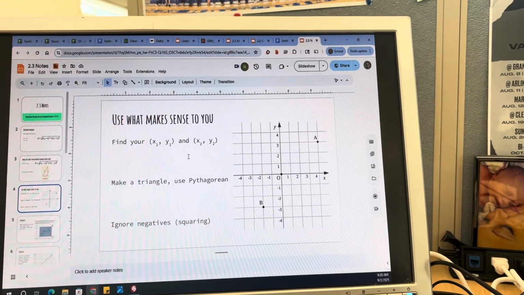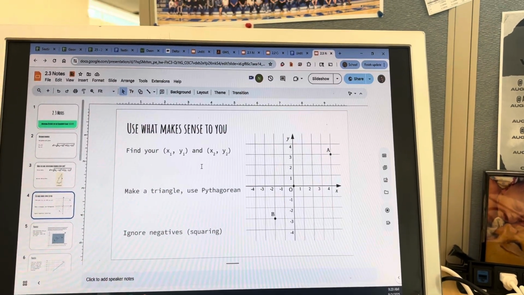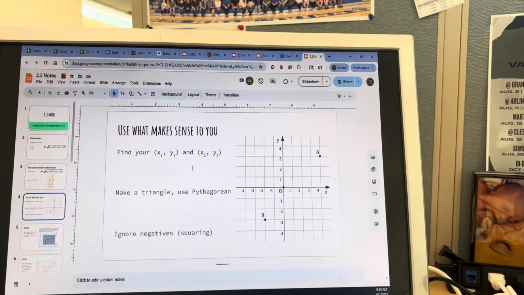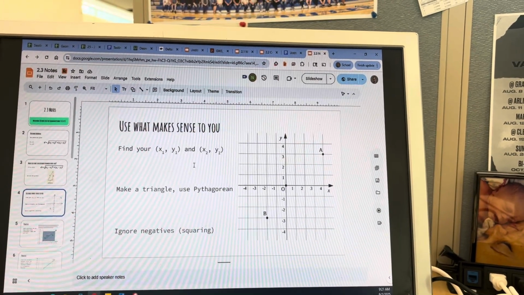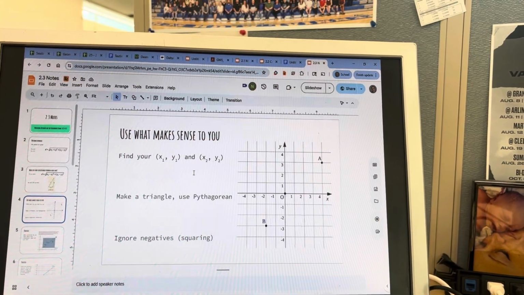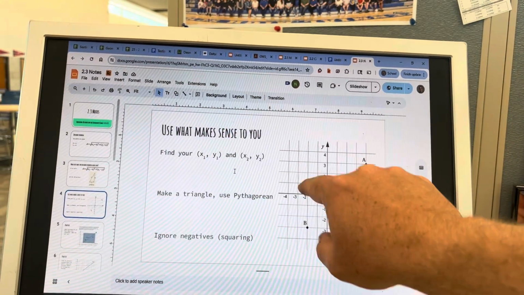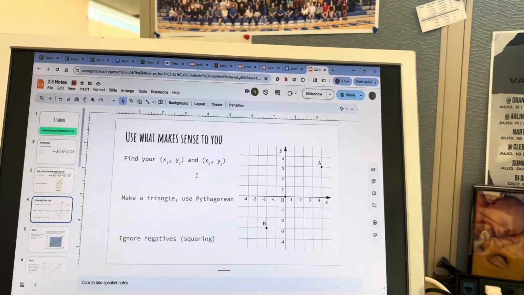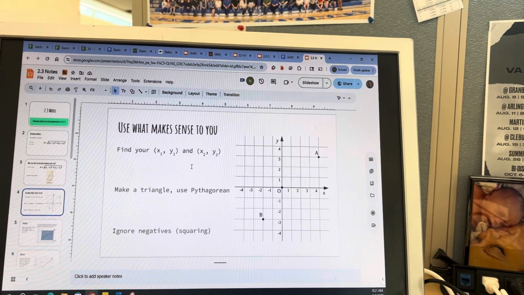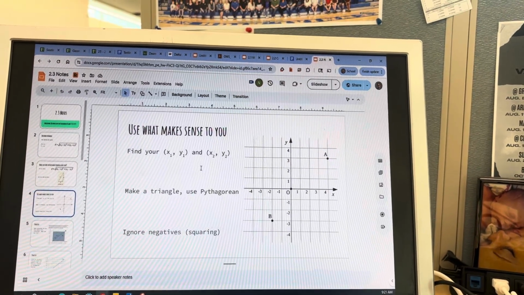So 6 units squared and 6 units squared. Sorry, 6 squared is 36, 6 squared is 36. So it's going to be 72 when you add those. So this is going to be the square root of 72, which is going to be 8 and some change.